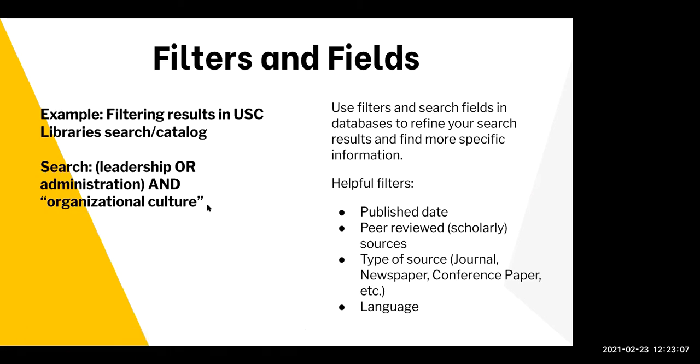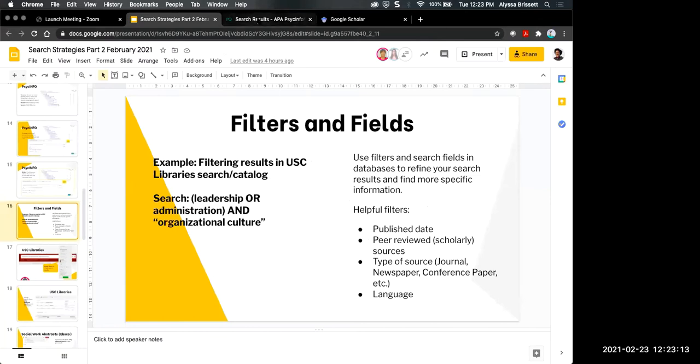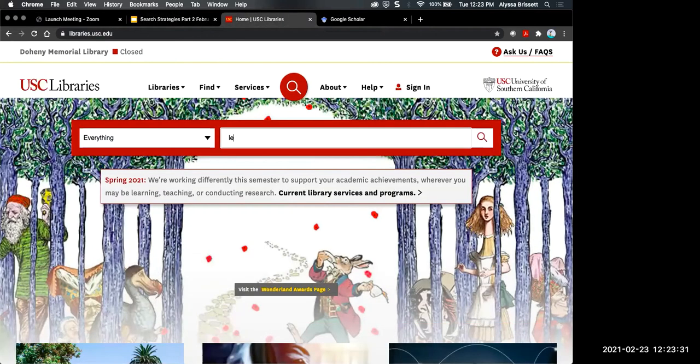So I'm going to use the USC Libraries search and catalog as an example. I'm going to use this example: leadership or administration and organizational culture. For organizational culture, I'm doing a phrase search because I want that exact phrase and term searched. Leadership or administration, so I want either or, since they're similar terms that are used, and I'm going to nest them together because I'm using the same strategy for these two.